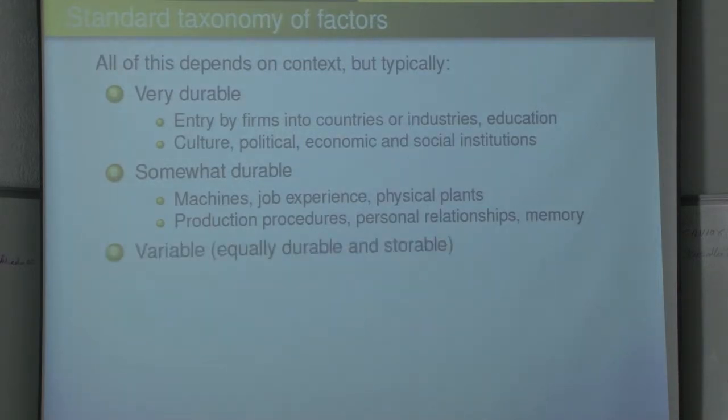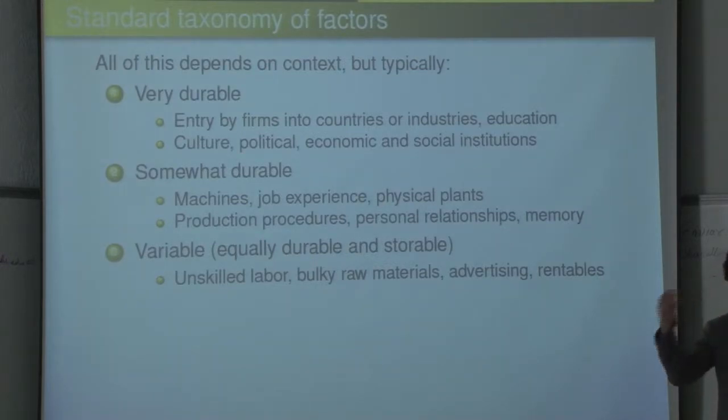Memory. Variable things are things that are in between. They're things that you use on sort of a minute-to-minute basis, and they neither substitute across time nor are complementary across time. So unskilled labor, bulky raw materials, advertising. I think a lot of people think, you see an advertisement, it doesn't stay with you for long. Maybe you get a little bit of the good in the meantime, but it doesn't last that long. Rent, anything that you can rent and return is something that's variable because you don't need to keep it for a long time.